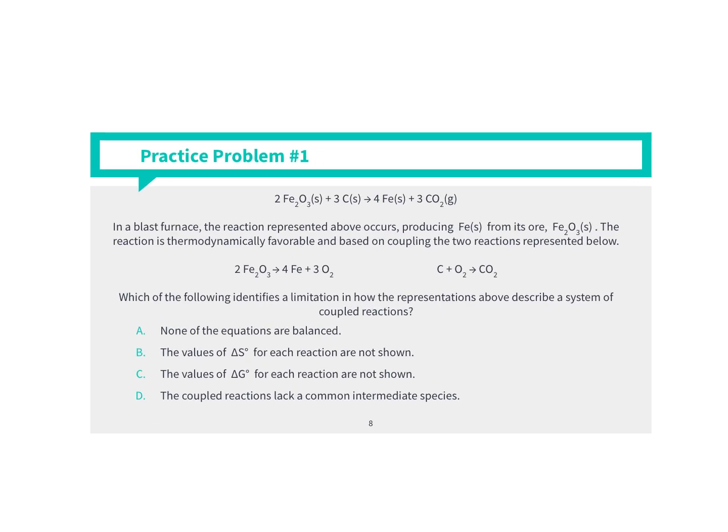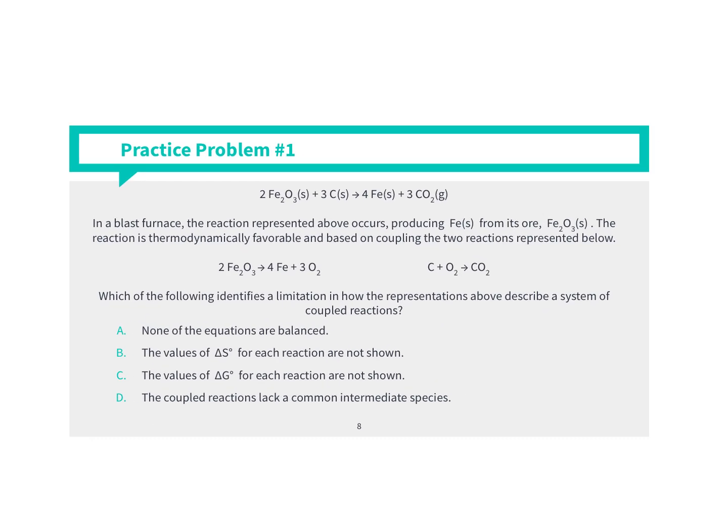So let's look at this one example problem from AP Classroom together. We're told that in a blast furnace, the reaction represented above occurs. We can take two iron oxide, which is rust, react it with carbon to make iron and CO2. And it says the reaction is thermodynamically favorable, therefore delta G is less than 0. And based on coupling the two reactions represented below, we have iron oxide decomposing into iron and oxygen, and then carbon and oxygen reacting to make CO2. And it says, which of the following identifies a limitation in how the representations above describe the system of the coupled reaction? In other words, what am I missing is what this is asking.